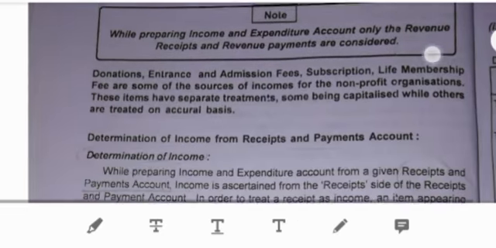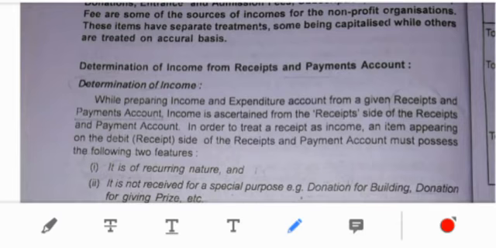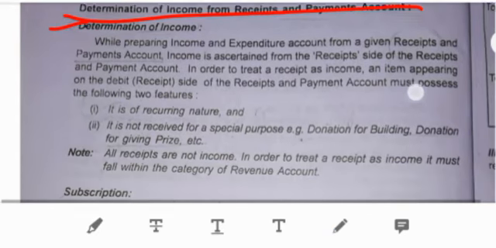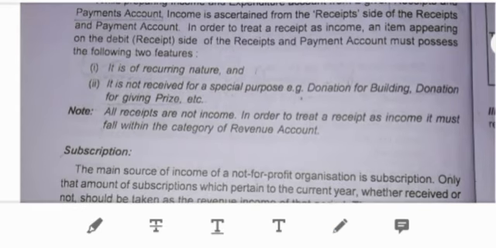Now let's come to this topic, determination of income from receipts and payments account. At first we will do the determination of income, then we will do the determination of expenditure. Okay. Now see, come to these 2 points. You pause the video and go through these lines.